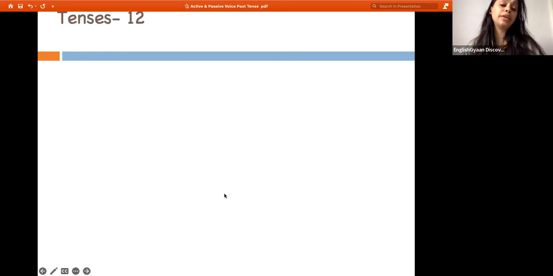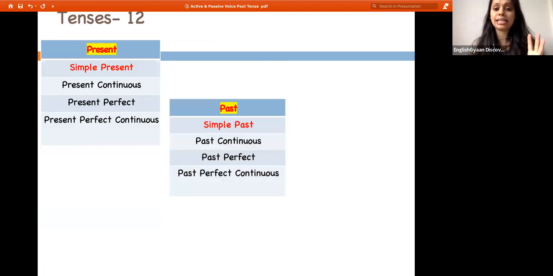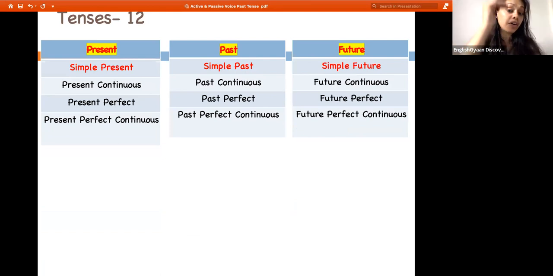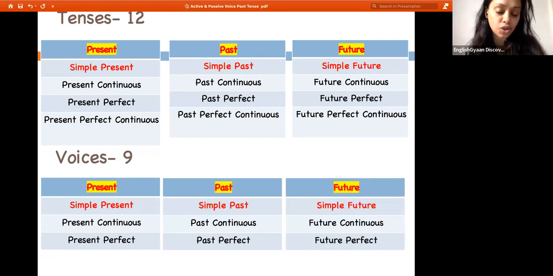Now, one more thing we should be aware of is that there are 12 tenses. Broadly, there are 3: present, past, and future. Each of them is further divided into 4 parts. So present has 4, past has 4, future has 4. But when you do active and passive, we are going to deal with only 9 voices. Correct? So there are 9 voices. That is, present has 3, past has 3, and future has 3. Present has simple present, present continuous, present perfect, and so on for past and future.